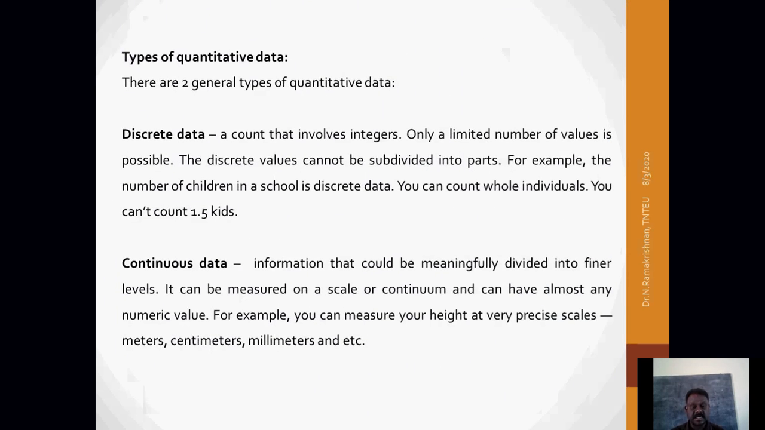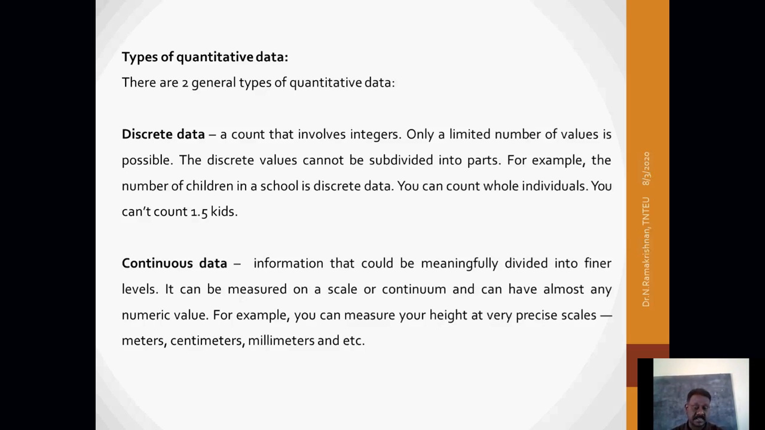Types of quantitative data: there are two general types. One is discrete data, a count that involves integers. Only a limited number of values is possible. The discrete values cannot be subdivided into parts. For example, the number of children in a school is discrete data. You can count whole individuals. You can't count 1.5 kids. This is an example of discrete data.